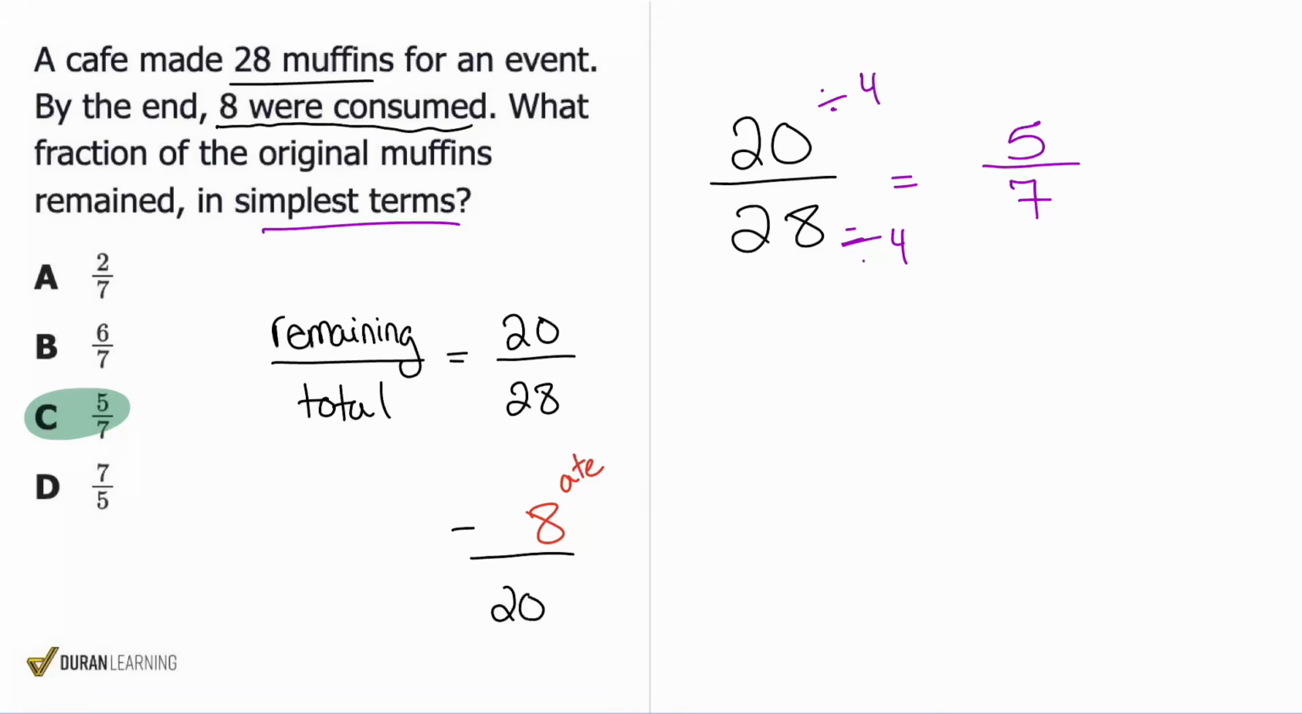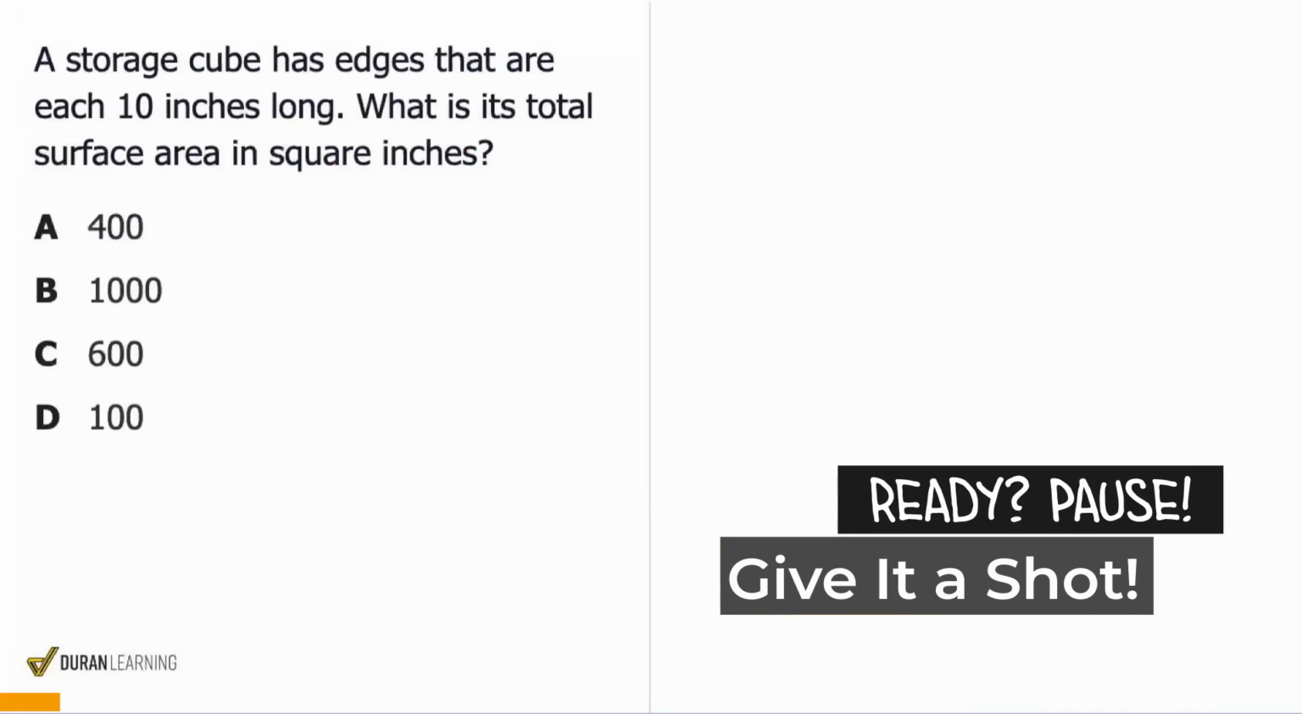Remember, everybody, it's C, not A, because we're looking at the fraction that remained, not the amount that was consumed out of the total, but the amount that remained relative to the total. So again, it's really all about those key words that bring the story together. All right, next one up.